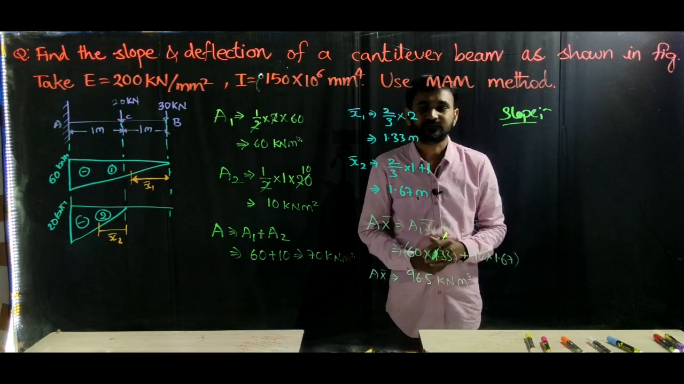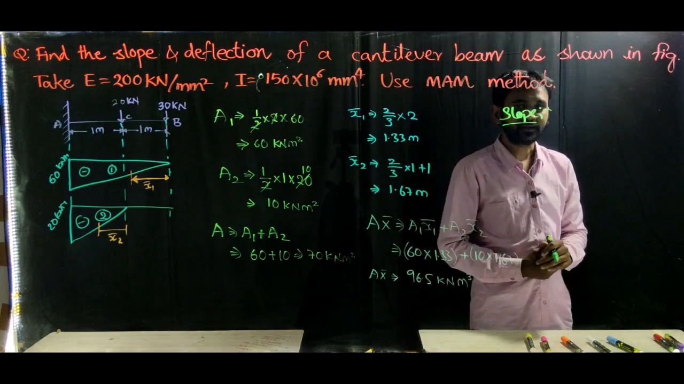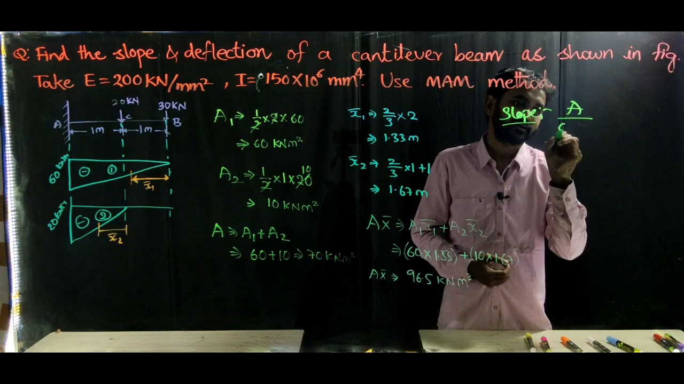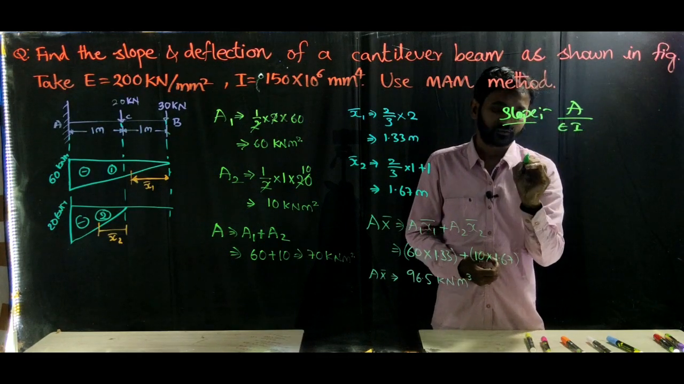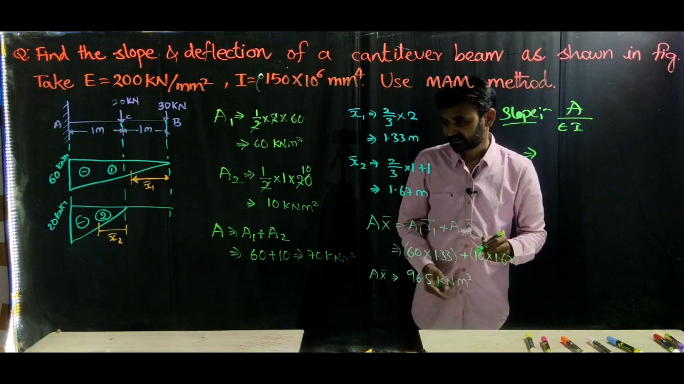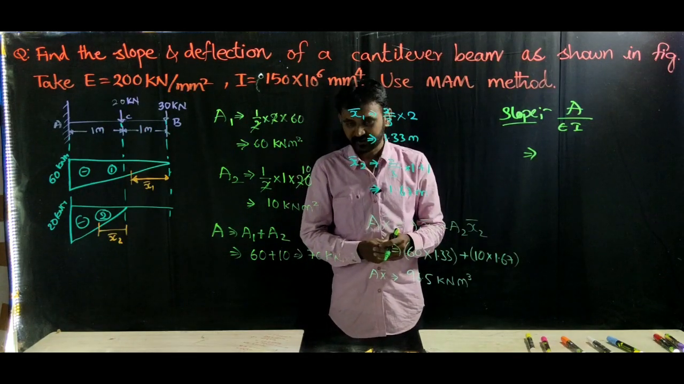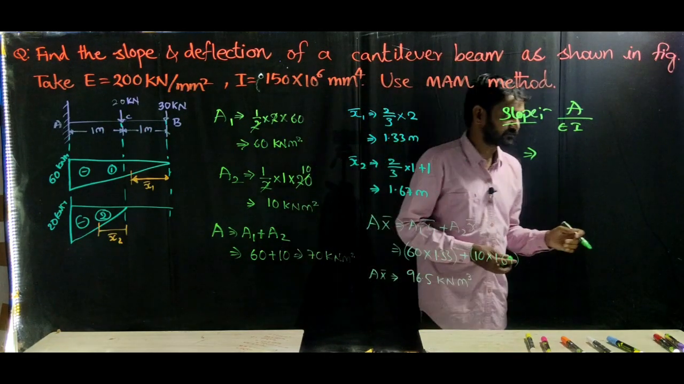What is slope? What is the formula of slope? A by EI. So A by EI. You got the value of A. What is A here? 70 kilonewton meter square.